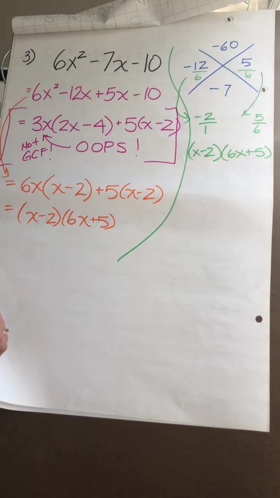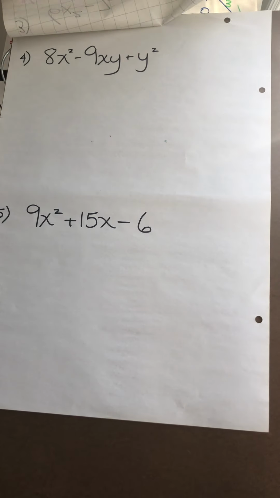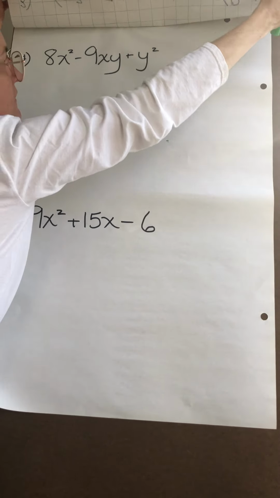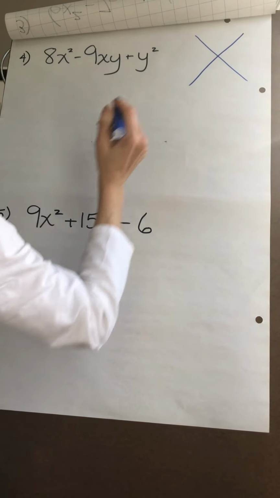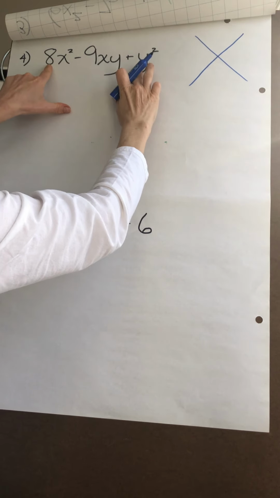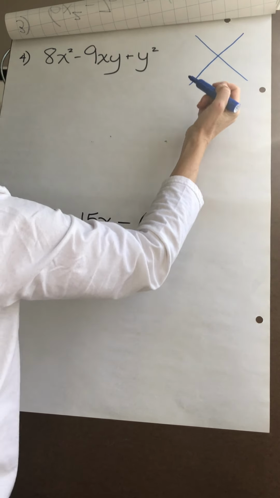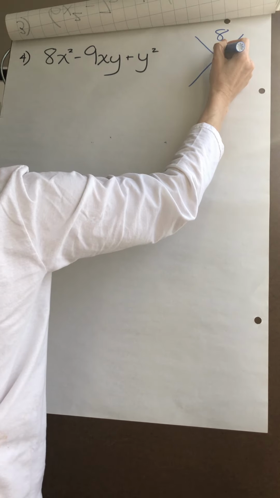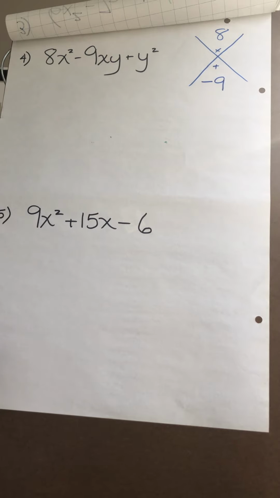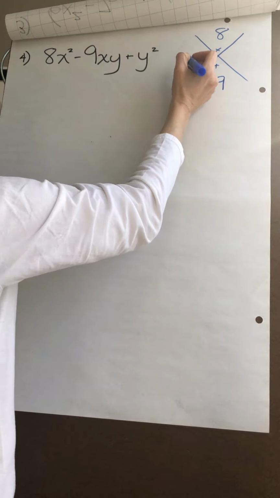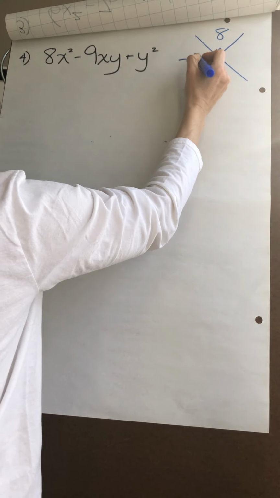Okay, I got 2 more examples to do. This one I put in here just because I want you to see what happens if you have an extra variable, all right? So, if we go to this one, we're going to do our cross. We've got 8 times 1, so totally ignoring the variables in this one. So we have to have 2 numbers that multiply to 8 and add to negative 9. To me that is kind of easy to do. It's going to be negative 8 and negative 1.